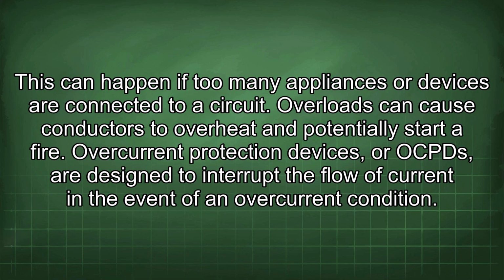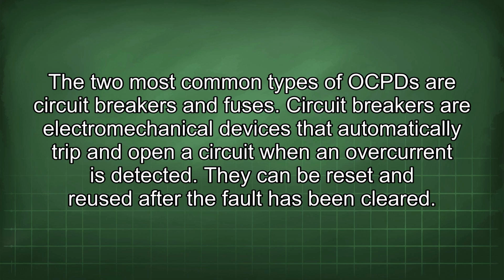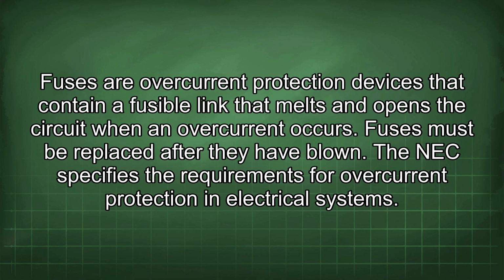Overcurrent protection devices, or OCPs, are designed to interrupt the flow of current in the event of an overcurrent condition. The two most common types of OCPs are circuit breakers and fuses. Circuit breakers are electromechanical devices that automatically trip and open a circuit when an overcurrent is detected. They can be reset and reused after the fault has been cleared. Fuses are overcurrent protection devices that contain a fusible link that melts and opens the circuit when an overcurrent occurs. Fuses must be replaced after they have blown.